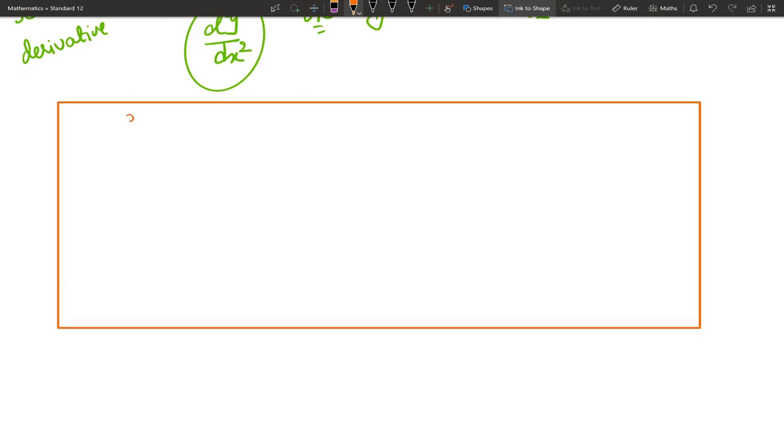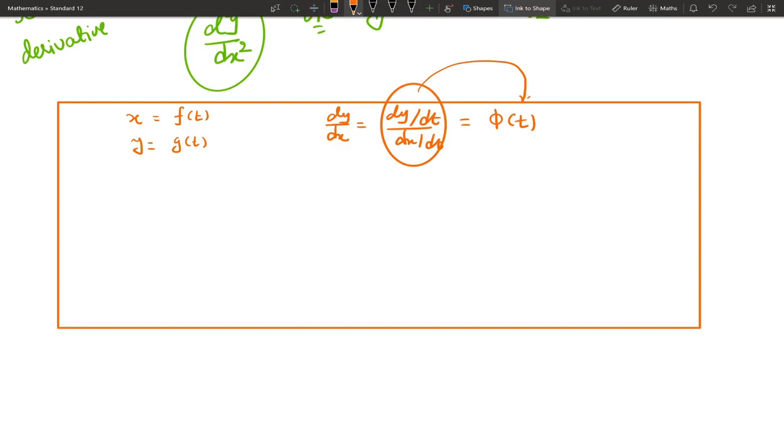Suppose x is given as a function of t, y is given as a function of t. So dy by dx is dy by dt upon dx by dt. Say some function of t, we denote it by phi of t. After simplification, it will be some function of t.